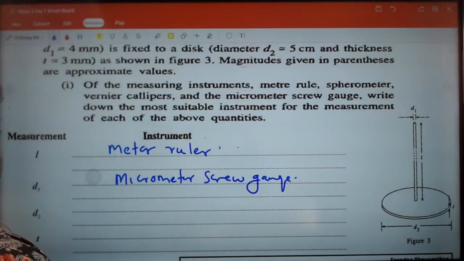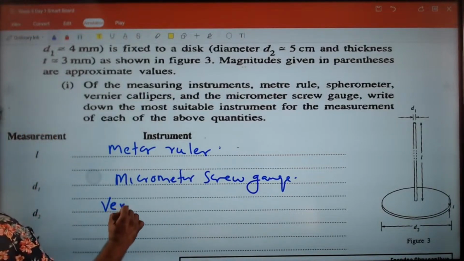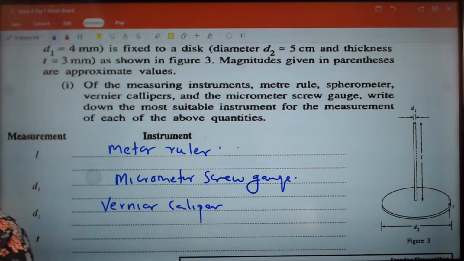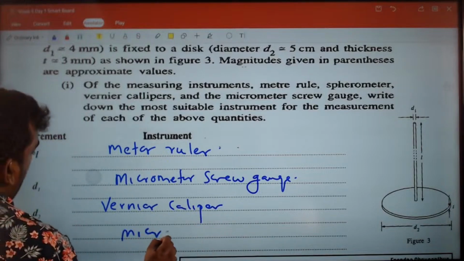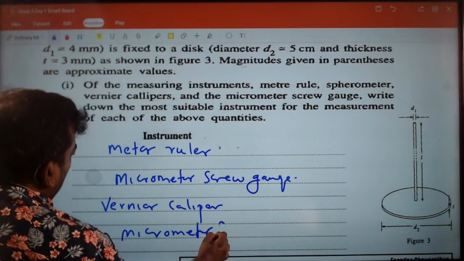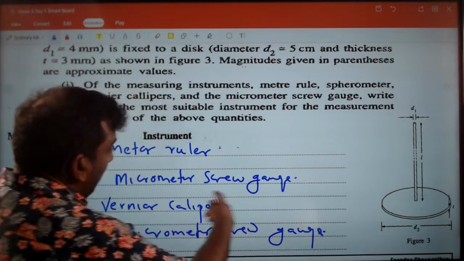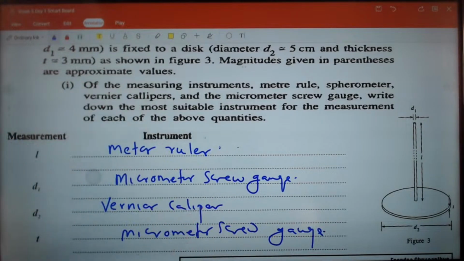Next one, D2, bigger. Vernier caliper can be used there. Thickness 3 again, micrometer screw gauge. Don't write MSG. Correctly write micrometer screw gauge.